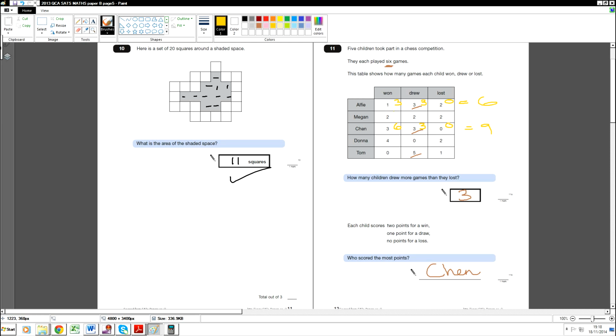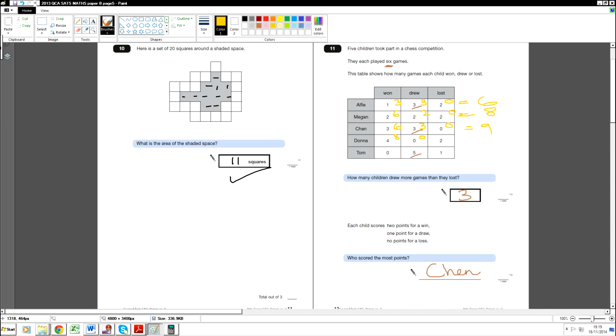Okay. 2 wins. 2 times 3 is 6. 2 draws. 2 times 1 is 2. That's nothing. 6 add 2 is 8. 4 wins. What's 4 times 3? 12. Okay, hang on a second. No, it's 2 points for a win. 2 points. That's 8. 4 times 2 is 8, isn't it? And then that's 0 draws, that's 0.